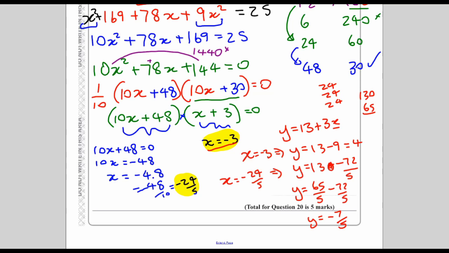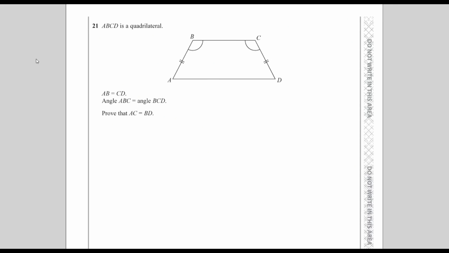So final answers are x equals minus 3 and y equals 4, or x equals minus 24 over 5 and y is minus 7 over 5. Quite a hard question. Question 21.